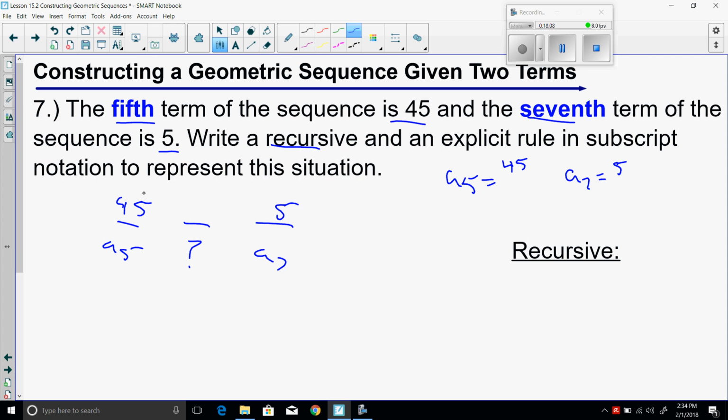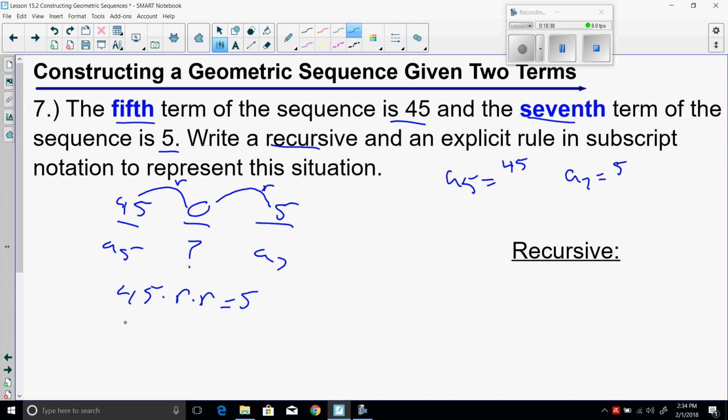Well, I'm taking 45 and I'm multiplying by something, which is r, to get the sixth term. And then to get from the sixth term to the seventh term, I'm multiplying by r again. Well, what am I really doing? I'm saying that 45 times r squared is equal to 5, aren't I? I can come up with the equation for that.